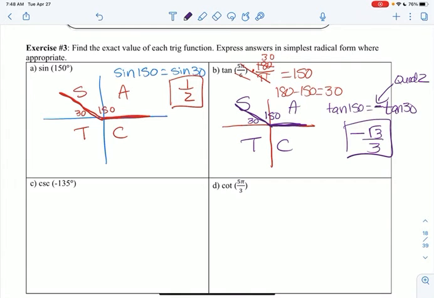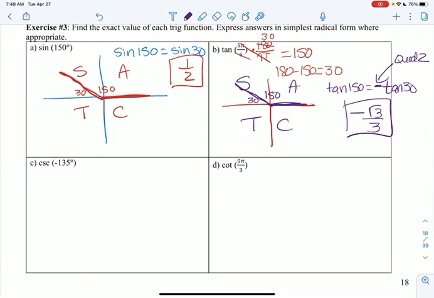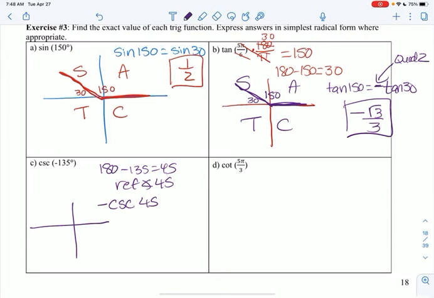So I'm finding exact values right now. Cosecant, sorry, of negative 135. So I got to do 180 minus 135 is 45. So I have a reference angle of 45 degrees. So the cosecant of negative 135 is the same thing as the negative cosecant of 45. I am going to be in the third quadrant, okay, because I'm going this way. So I'm starting here, but I'm going this way, negative 135 degrees. Okay, is the same as the reference angle.